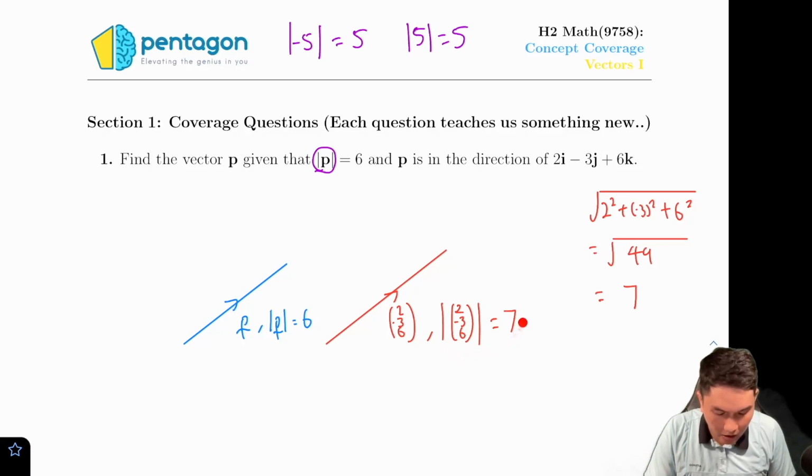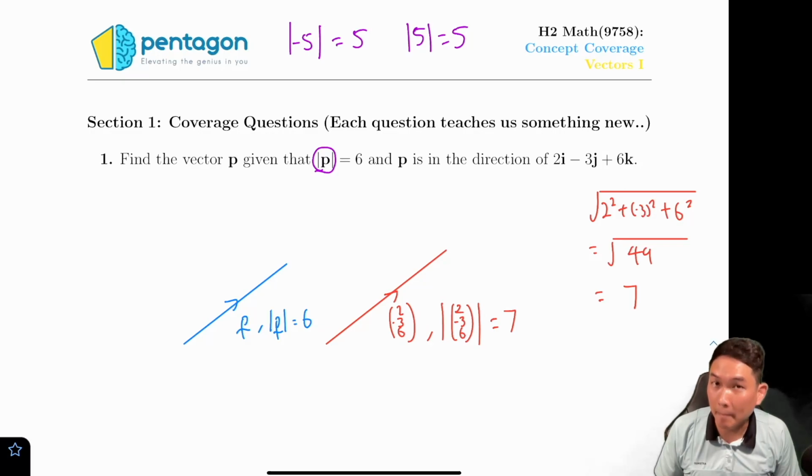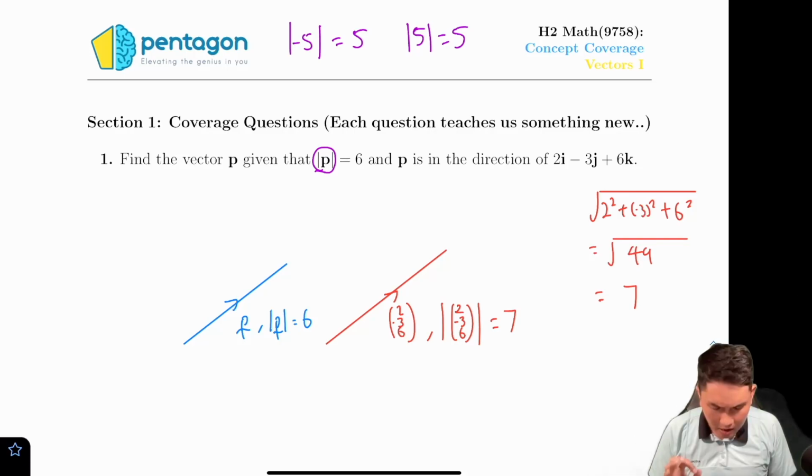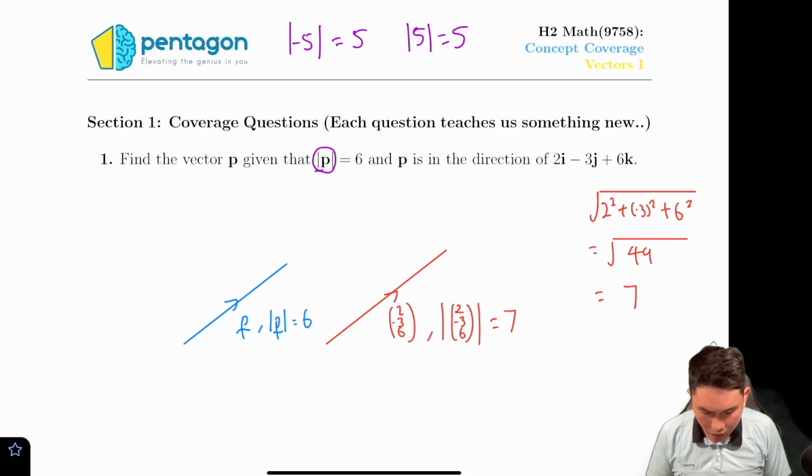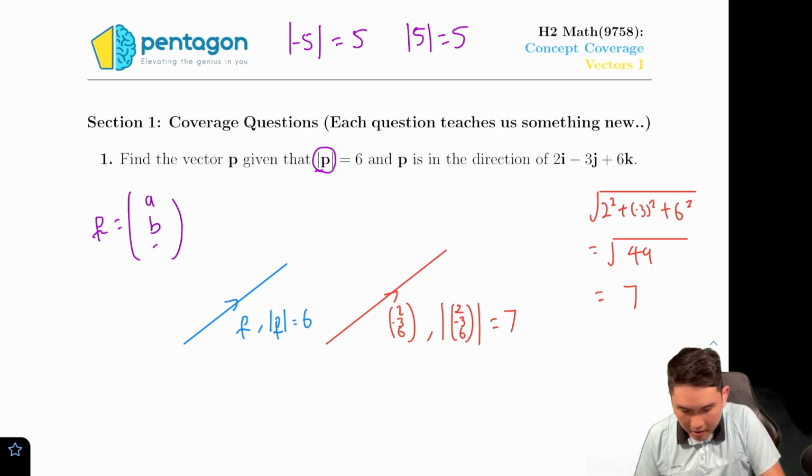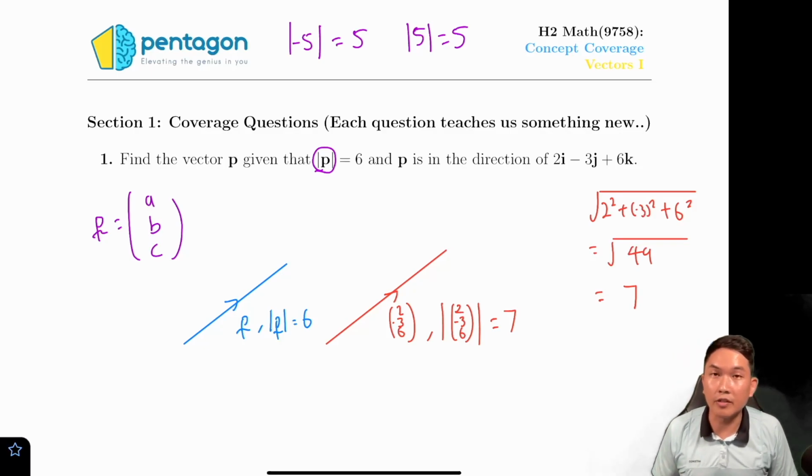So I've gone ahead and calculated the magnitude of 2, -3, 6. That is 7. Although it is parallel to p, I cannot call this p because they do not have the same magnitude. Remember that vectors are only the same if they're the same size and same direction. Given these 2 pieces of information, I have to find what is, say, A, B, and C. How do I do that?